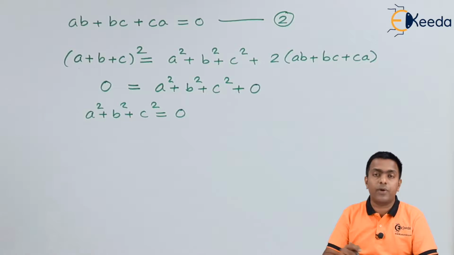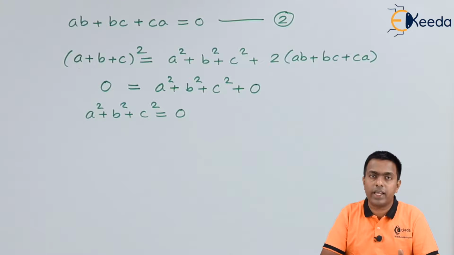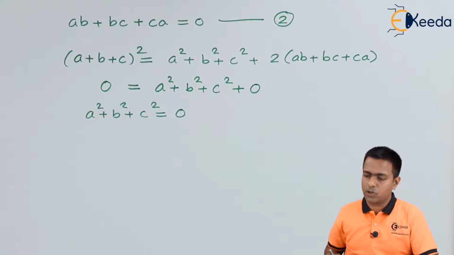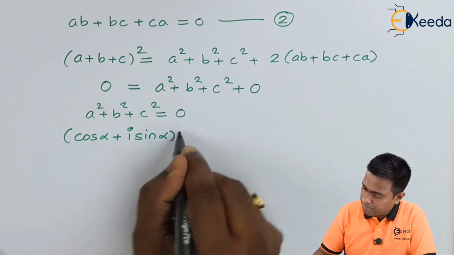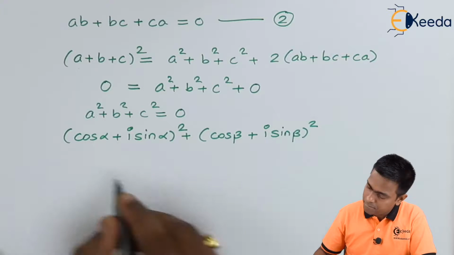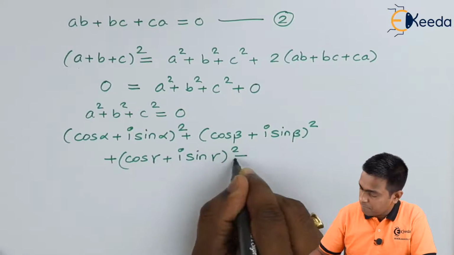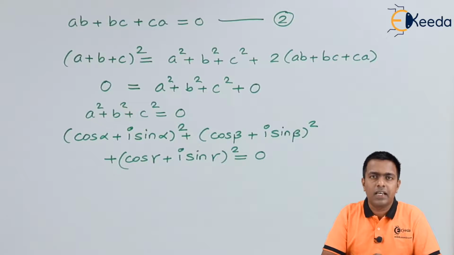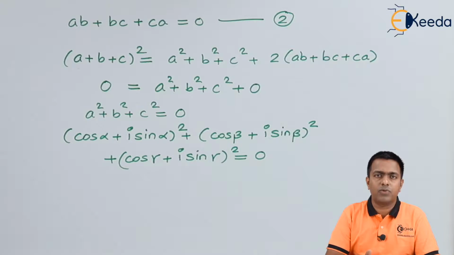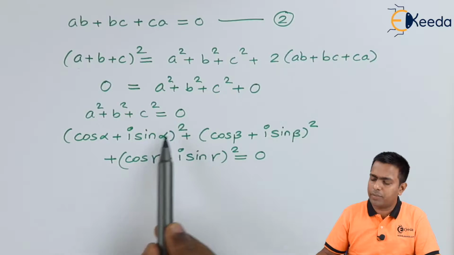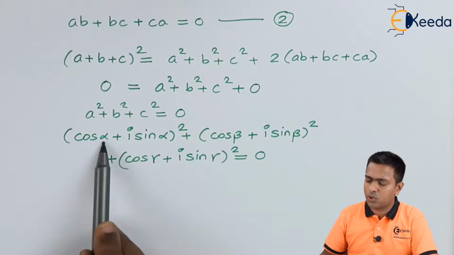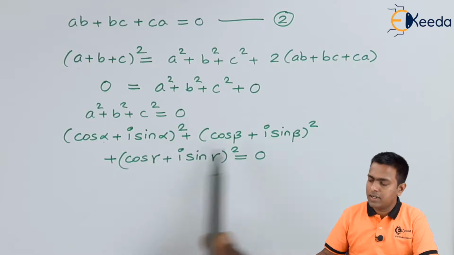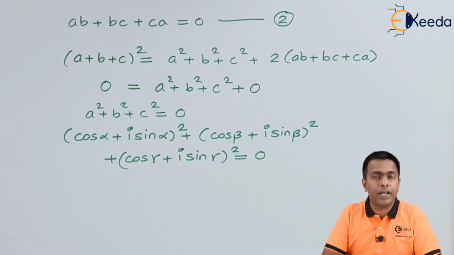And now in this equation, I am going to substitute the value of A, B and C to get the result. So value of A is cos alpha plus I sin alpha. So we'll get... So guys, here we have taken square of these three complex numbers, and now we'll apply de Moivre's theorem. So by de Moivre's theorem, this 2 will come inside, and that will become cos 2 alpha plus I sin 2 alpha, and similarly in the remaining two terms.